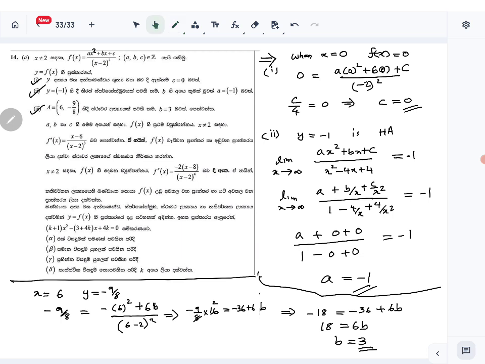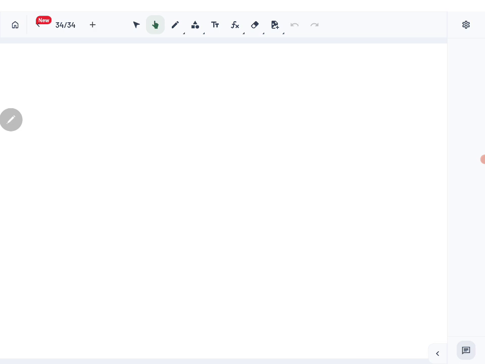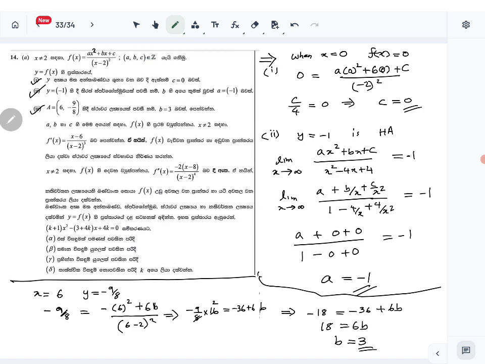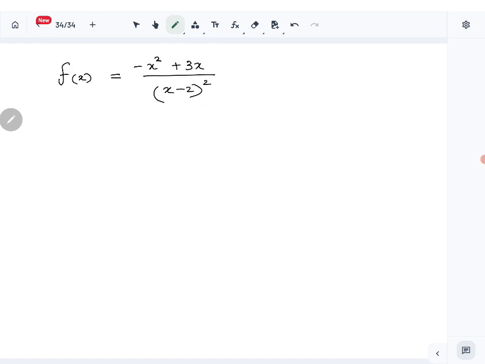Then what's the next part? For these values of a and b and c, we have to show the first derivative is equal to this. So let's write down f(x) now using the values we found. f(x) is minus x squared plus 3x over (x minus 2) whole thing squared. Right, so now let's find the first derivative, f dash x.